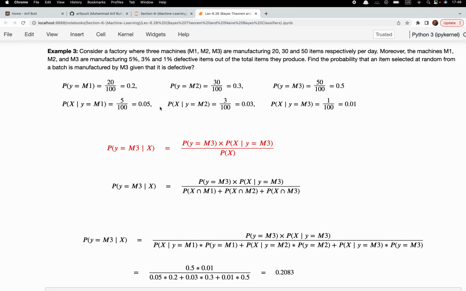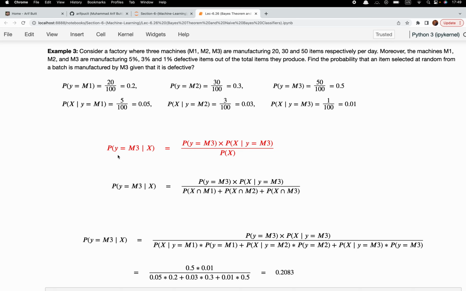Suppose there is a factory having 3 machines, say M1, M2 and M3, which produce 20, 30 and 50 items respectively every day. That is, a total of 100 items are manufactured daily in that factory. Moreover, the machines M1, M2 and M3 produce 5, 3 and 1% defective items respectively out of the total items they produce. Now suppose an item is selected at random. The question is, what is the probability that it is manufactured by machine M3 given that it is defective?